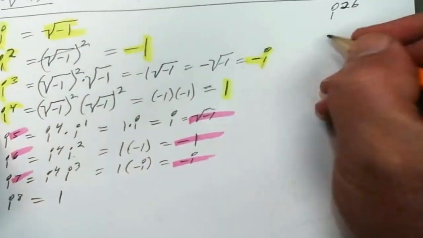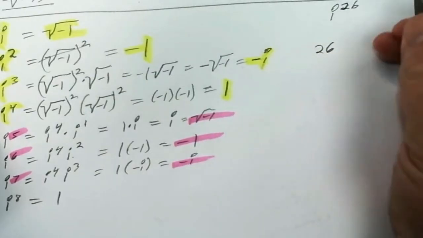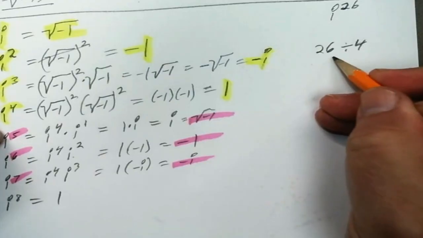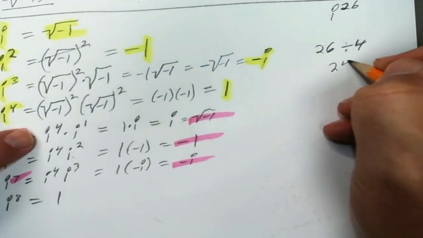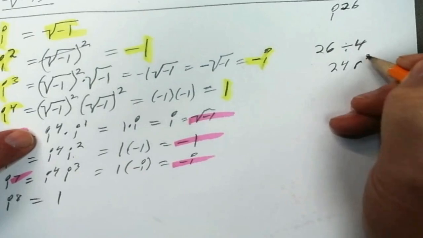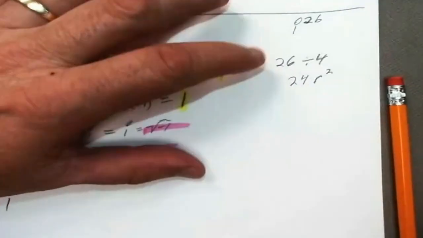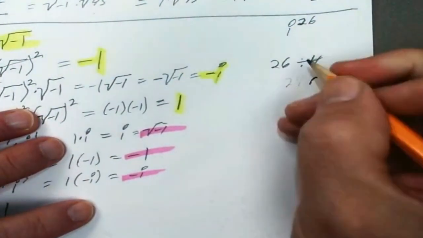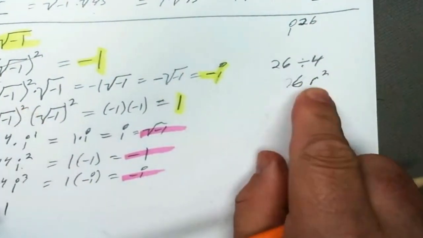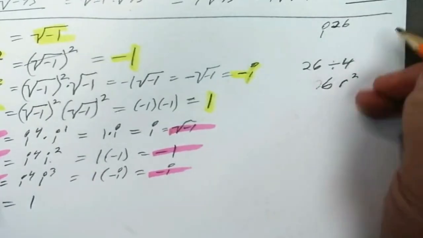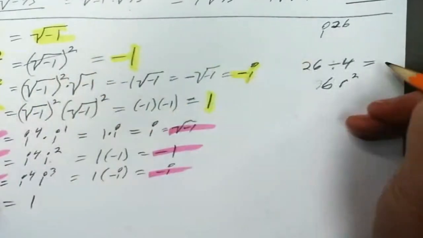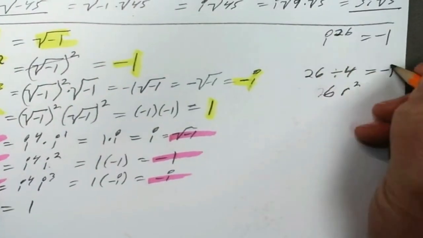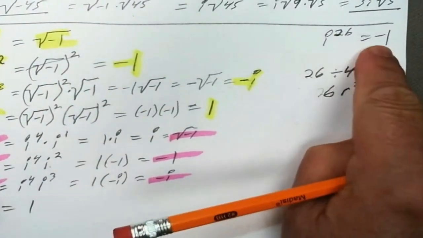So 26 divided by 4, for how many times does it repeat? Well, 4 times 6 would go to 24. It goes in there 6 times with a remainder of 2. So that means it equals -1. i to the 26 is -1.